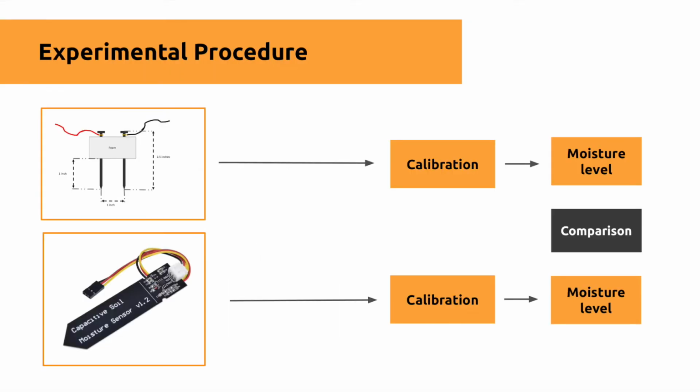Two moisture sensors were used for our experiment, a capacitive moisture sensor and a resistive one. We also included a thermistor to monitor the soil temperature. We then built calibration curves for each of the sensors and compared the sensors' performance during our field deployment.